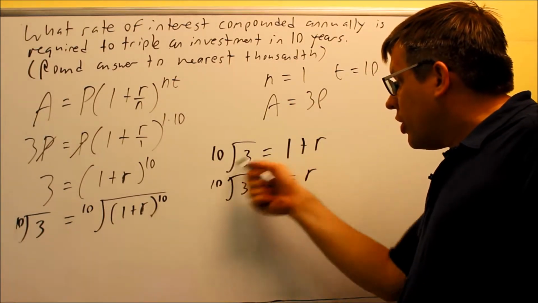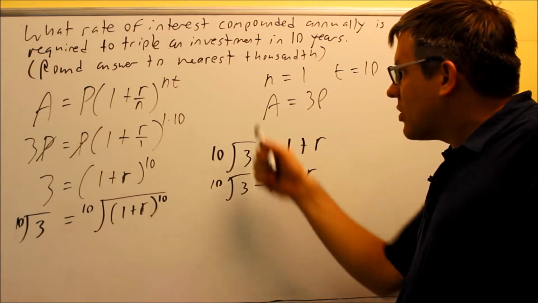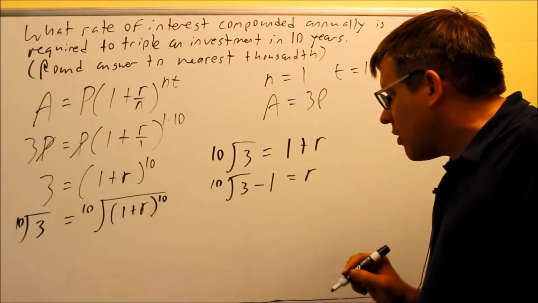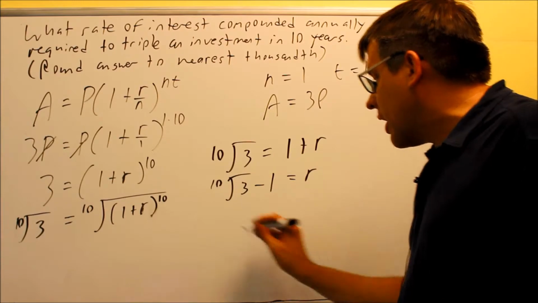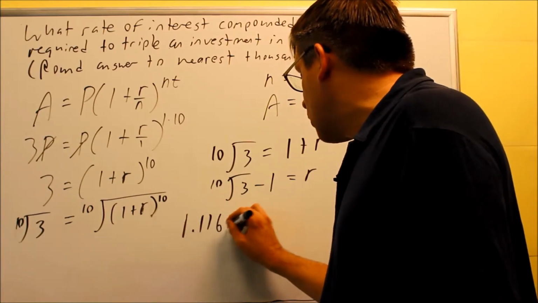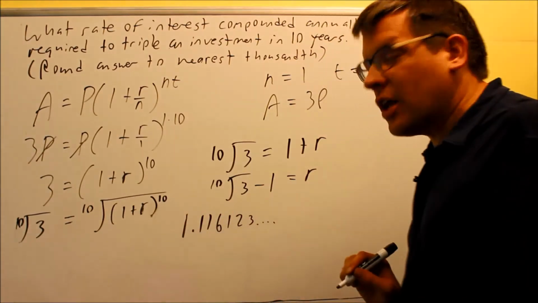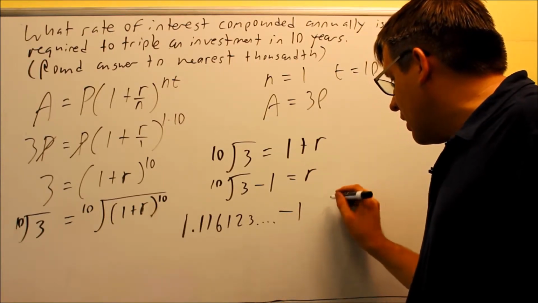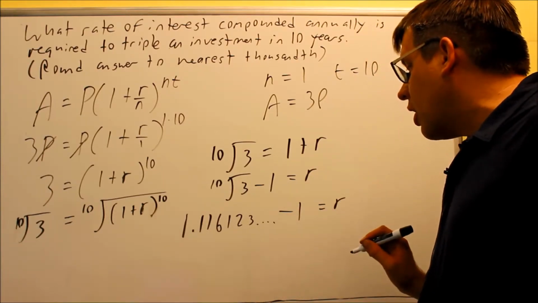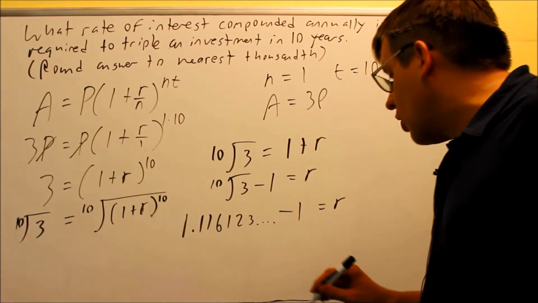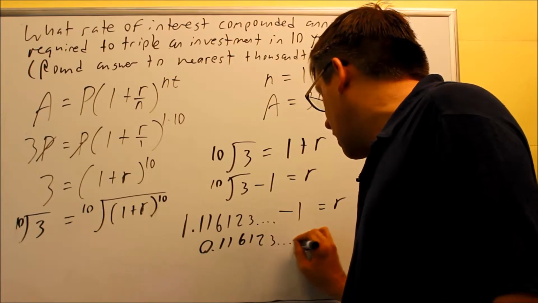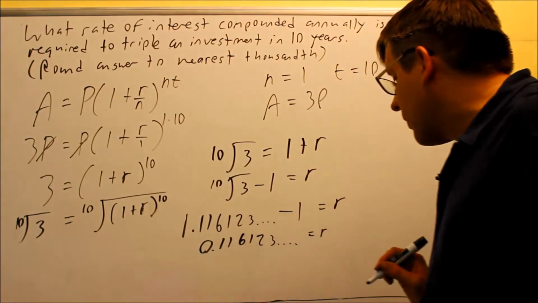Now this we need to approximate because it says round your answer to the nearest thousandth. So we have to actually work this out. If we put the first one into our calculator, that's 1.116123 with some more decimals that come after it. Then we're going to subtract 1, and then that will be our R. When we subtract the 1 from it, then of course we get 0.116123, again with more decimals, that equals R.